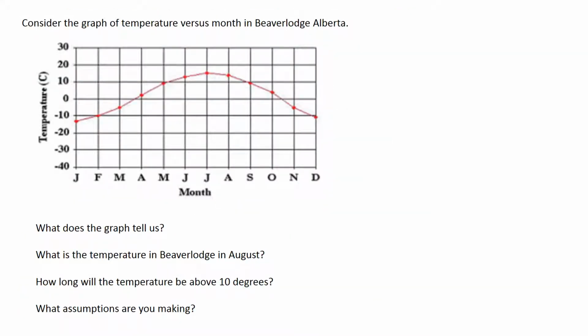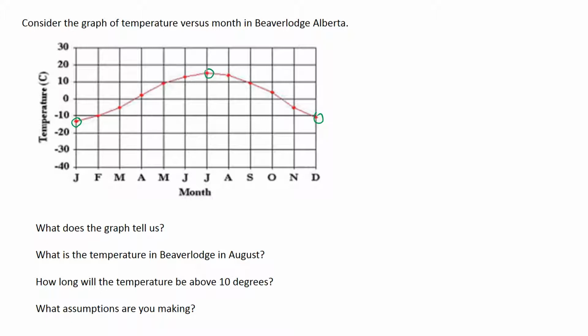And then let's take a look at this graph of temperature. It measures the temperature versus the month in a place called Beaver Lodge, Alberta. So what does the graph tell us? The graph tells us that the temperature starts at approximately -15 in January, and then it goes up to a maximum temperature in July, and then back down in December. And if you live anywhere in Canada, that's pretty typical for all temperature curves.